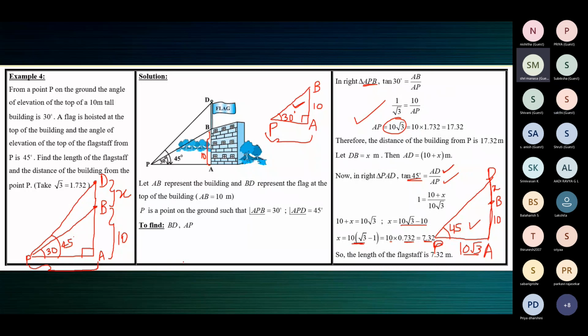Anyways, that's actually a good question. If it is the distance from the top of the flagstaff to the observer, that will be mentioned very clearly. So nothing is mentioned here, so it is the foot of the building to the observer. Distance of the building is the distance of the foot of the building, the ground distance, the distance on the ground between the point P and the building.